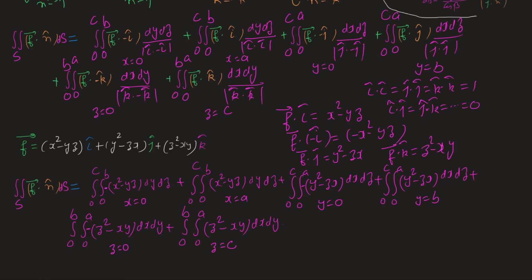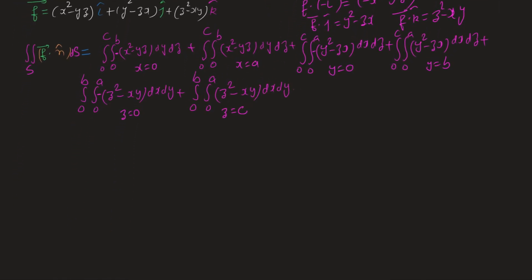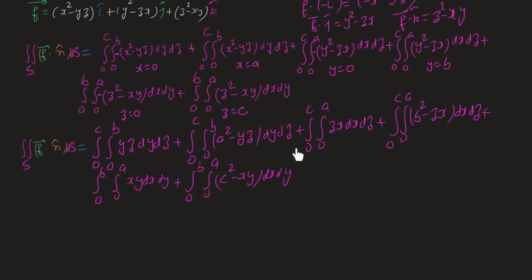Now we will put these values in place. I will put 0, so this will be 0, it will be plus yz, and here this will be 0, this will be a, this will be 0, this will be b, this will be 0, this will be c. We get this after substituting 0, a, y0, yb, z0, zc.